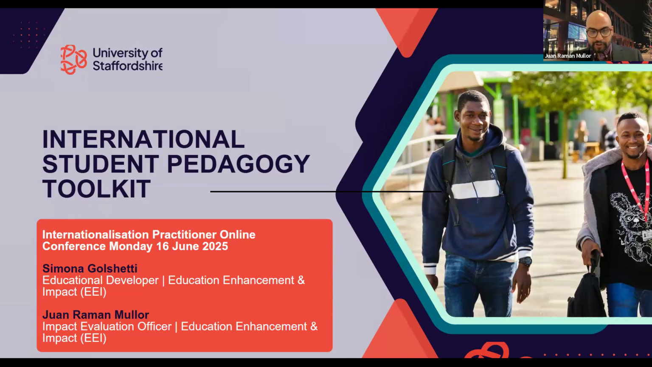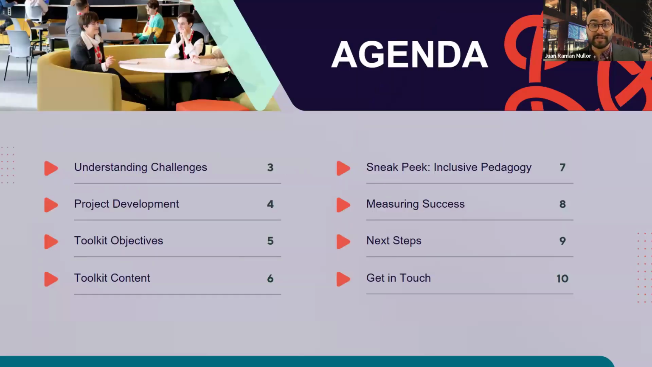I'm going to be doing a bit of back and forth in terms of switching slides. So I'm going to go through a little bit of the context, understanding the challenges that we're facing as a sector and how that relates to us at the University of Staffordshire, a little bit about how the project was developed, the objectives of our toolkit, what's included in terms of content, and then we'll look at a very early sneak peek of one of our sections. I'll then talk about measuring the success of the toolkit, how we're going to look at it year on year, some next steps, and then just how you can get in contact if you want to have a chat about the research.